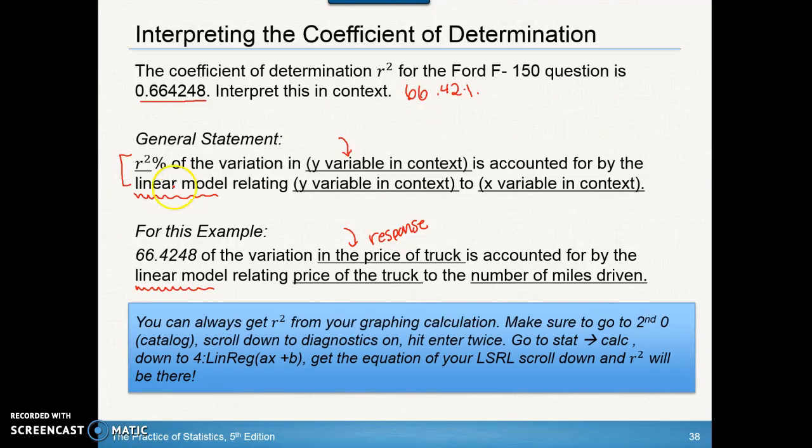You can always get your R squared from your graphing calculator. Just make sure you go to second 0, scroll down until you have your diagnostics on, hit enter twice, and then once you go to stat calc and do your lin reg, the R and R squared will be there, so you don't ever have to work for it. Notice right here.